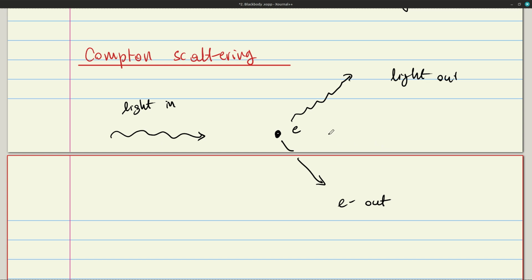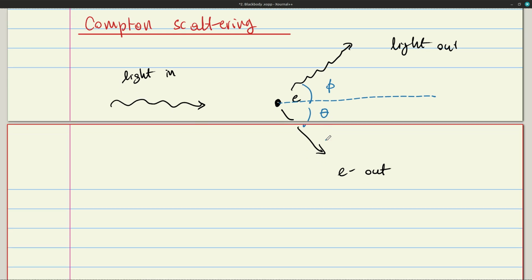Let me be consistent. I want to call this phi, and I want to call this one theta. All we need to do is work out the kinematics. And in the kinematics, there are two things: conservation of energy and conservation of momentum.